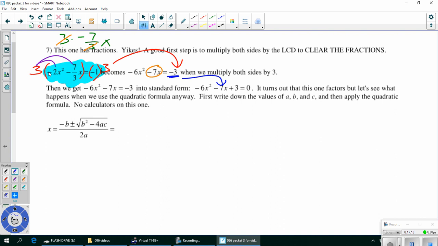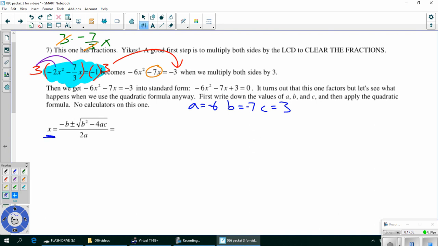And so now we can identify a, b, and c. A is the number touching x squared, that's negative 6. B is the number touching x, that's negative 7. C is the number touching no x's, which is a positive 3. And now we will apply the quadratic formula.